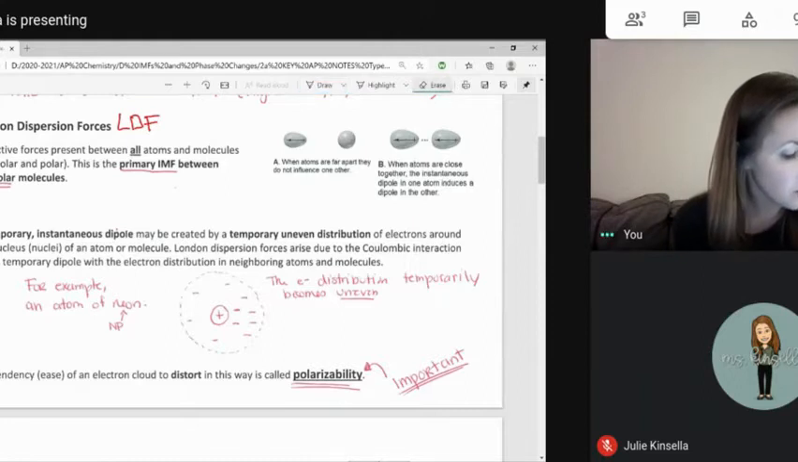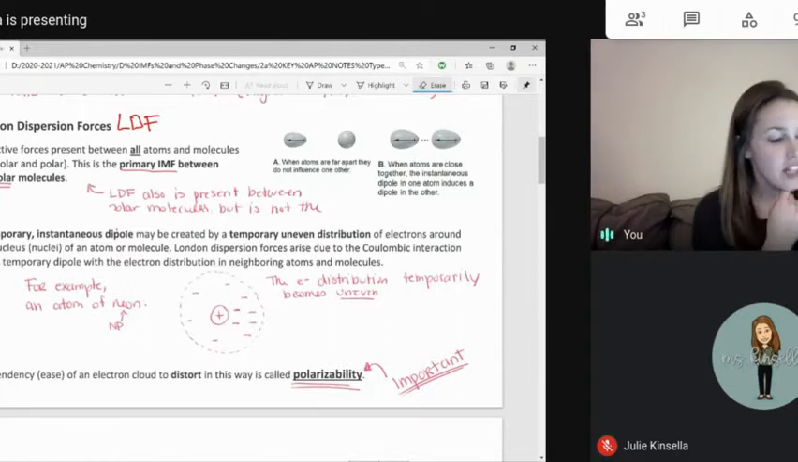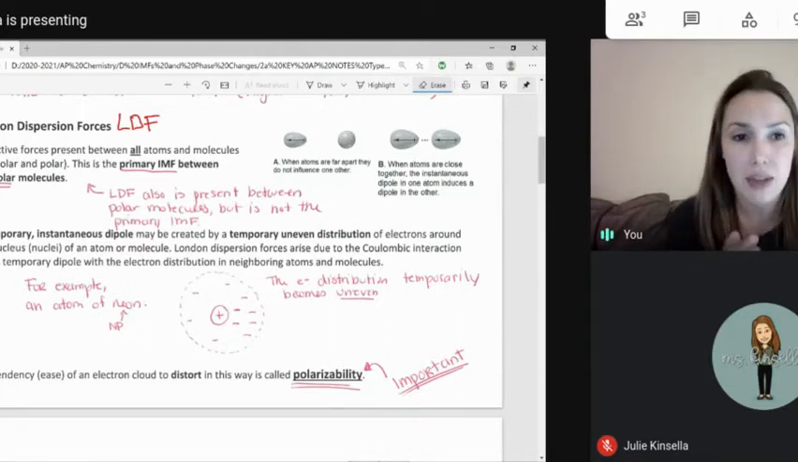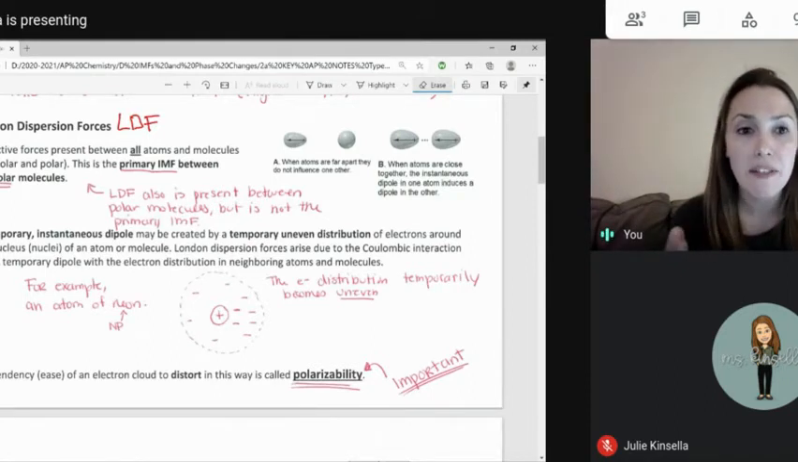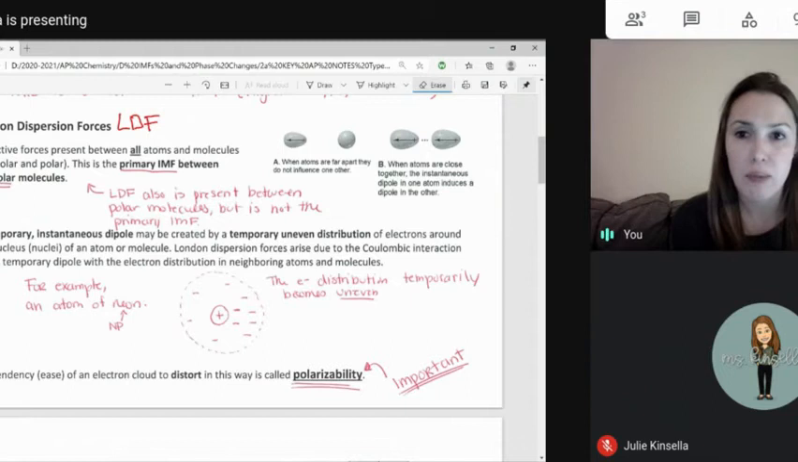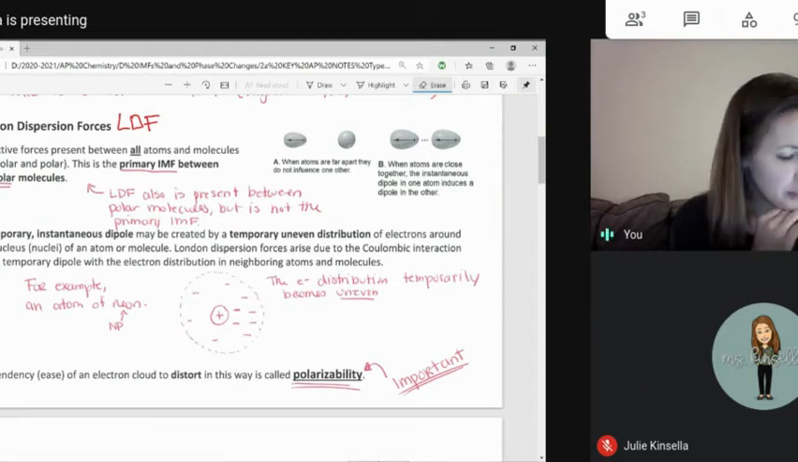All right, so LDF is present between polar molecules, but it's not the primary IMF. Just keep that in mind. We're always going to be identifying LDF or London dispersion forces with polar molecules too, but we're going to usually focus on the dipole-dipole forces, which you'll find out about shortly.